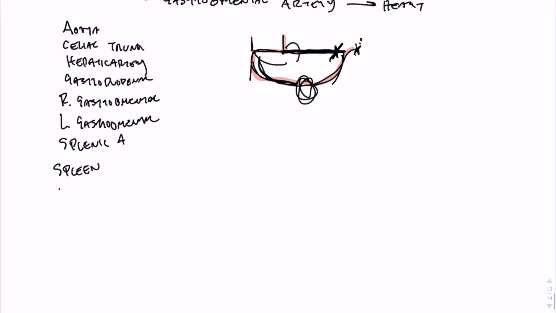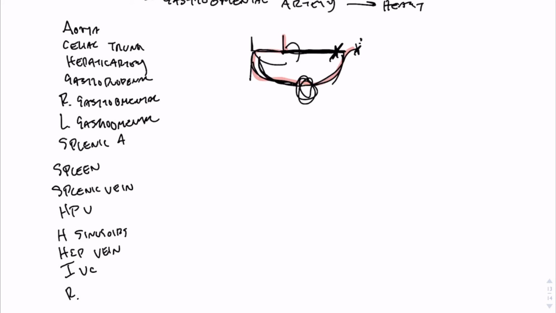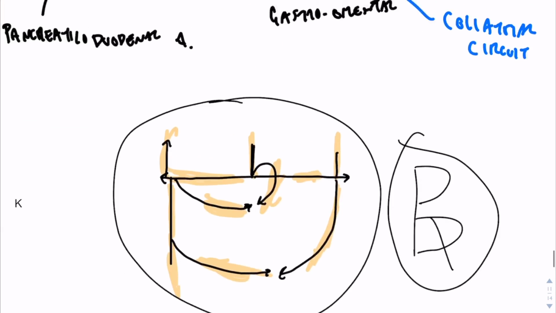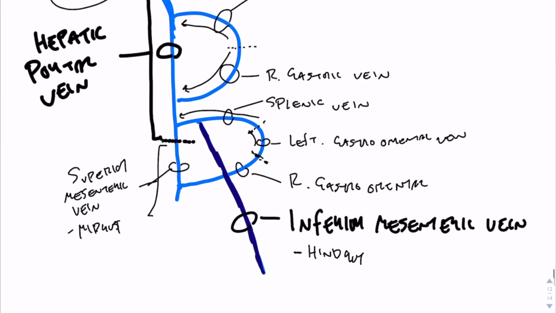So to drain it, we're going to do our splenic vein to the hepatic portal vein, to the hepatic sinusoids, to the hepatic vein, to the IVC, to the right atrium. So that would be that trace with the blockage. So again, be comfortable with these. If you were going to do one of these traces, let's see, where did they go?